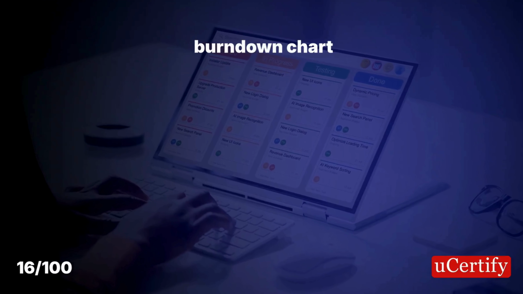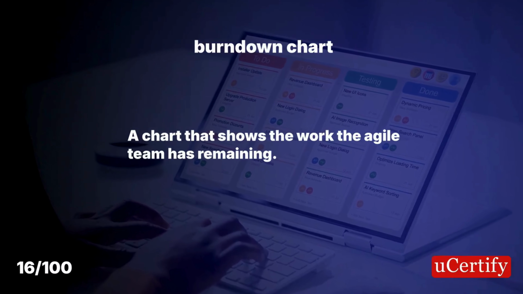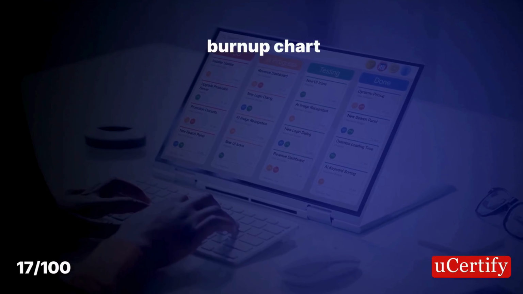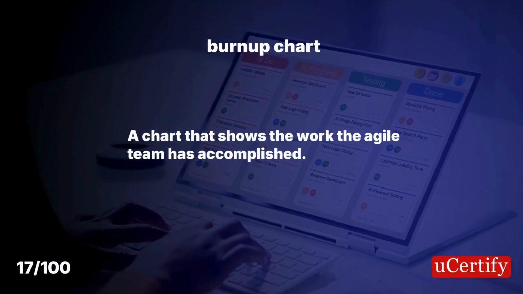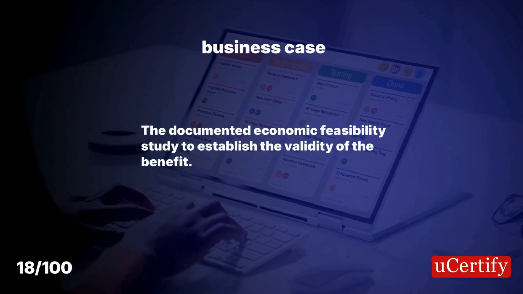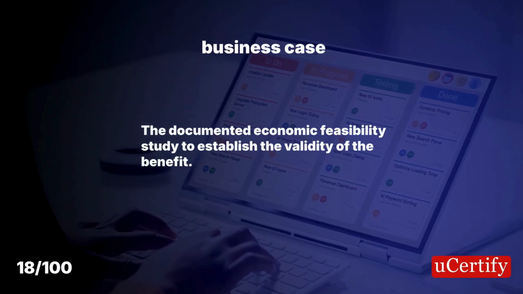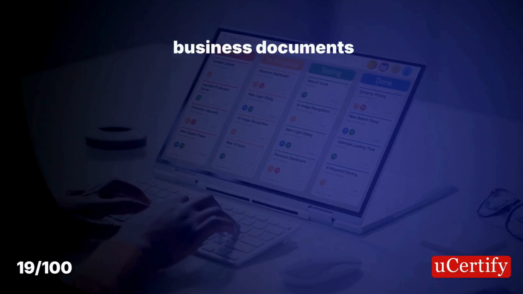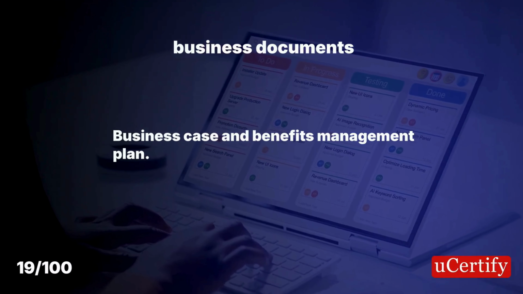Term: burn-down chart. Definition: a chart that shows the work the Agile team has remaining. Term: burn-up chart. Definition: a chart that shows the work the Agile team has accomplished. Term: business case. Definition: the documented economic feasibility study to establish the validity of the benefit. Term: business documents. Definition: business case and benefits management plan.